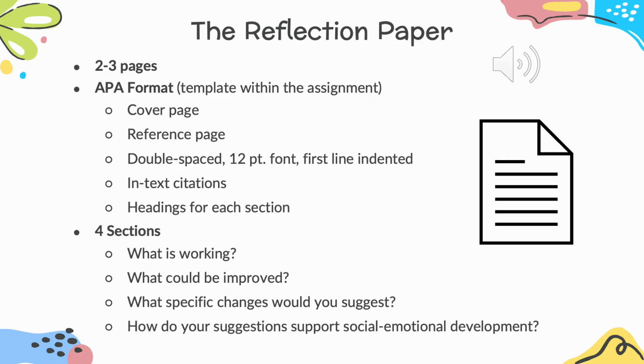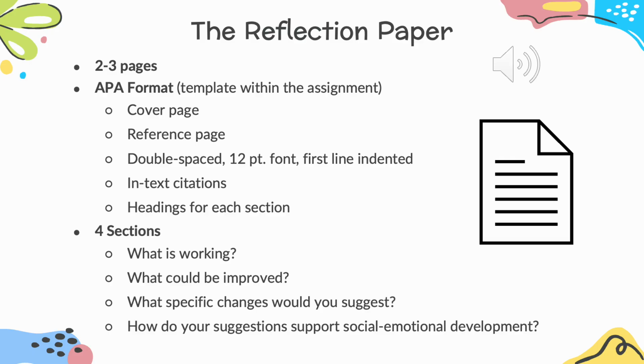Maybe it was a visual schedule that helped the children move smoothly from one activity to the next. Maybe it was a quiet corner where a child could regulate. Name it. Second, where could the environment be improved? Stay focused on the environment itself, not on individual children or staff. Maybe a transition area felt rushed. Maybe materials were stored too high for children to be able to access independently.